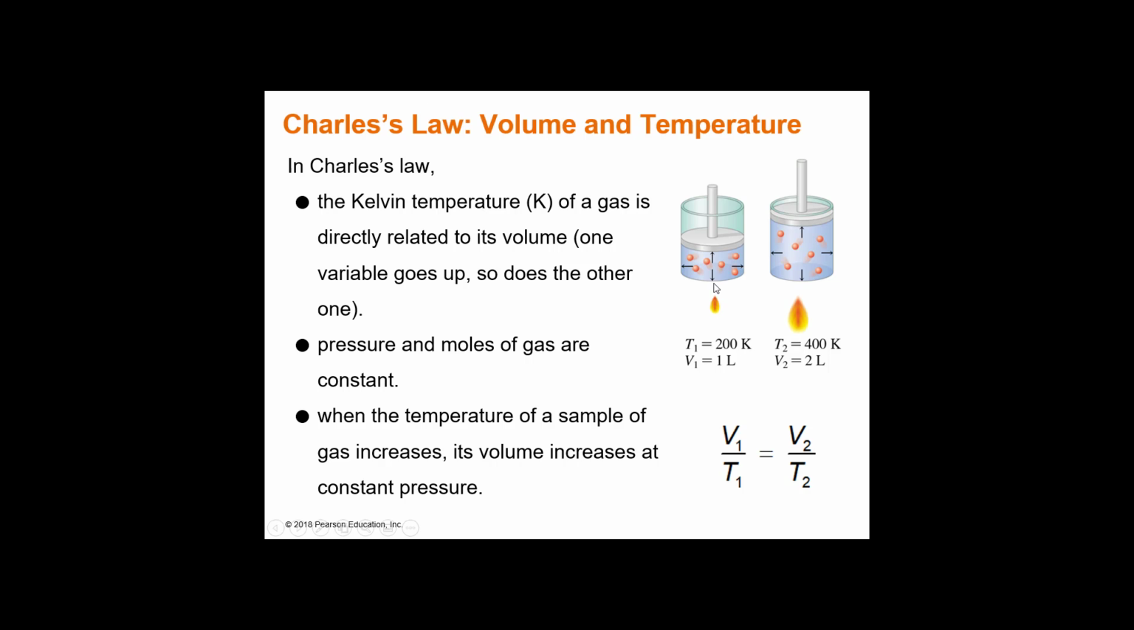So what does this mean? Well, here is the formula, and if we look at these conditions right here, we have T1 is 200 K and V1 is 1 liter. And the final conditions are T2 is 400 K and V2 is 2 liters. So what has happened is that T1 has doubled, so we expect the volume to also double by the same amount. And it does. So this one is a smaller container, and as the temperature increases, the volume also increases.